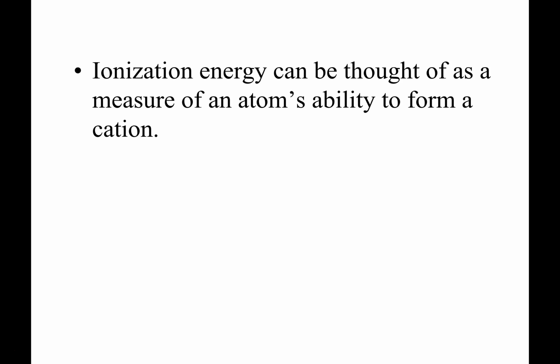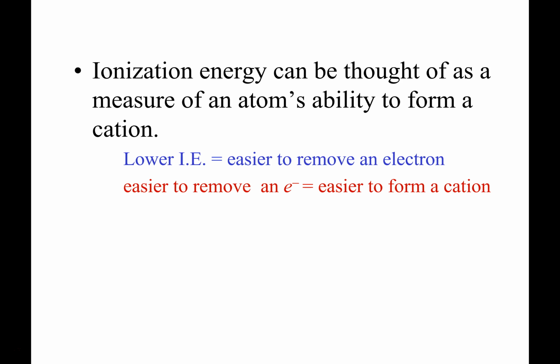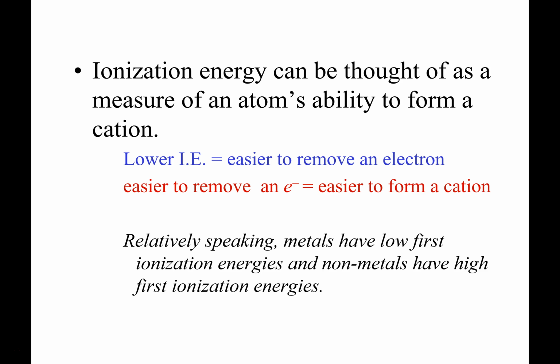So if you're zapping something with energy and kicking off an electron, when we look at the metals versus the non-metals, we said the metals are all kind of cool with kicking off an electron or 2 or 3. Metals do it great. So in general, we're going to see that metals generally have low ionization energies. That means you don't have to zap them with much energy in order for them to kick off an electron. Relatively speaking, metals have low ionization energies.